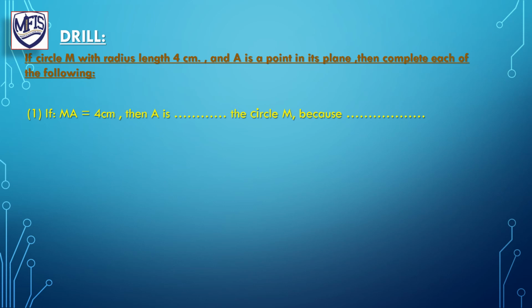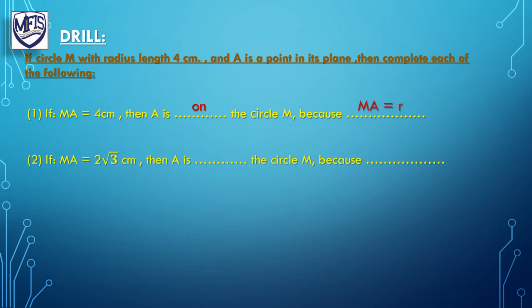As I said before, if I want to determine the position of point with respect to a circle, compare between MA, the distance between the center and the point, and the radius. Here, in the first one, the distance MA equals R equals 4. Therefore, this point is on the circle. Why? Because MA equals R.